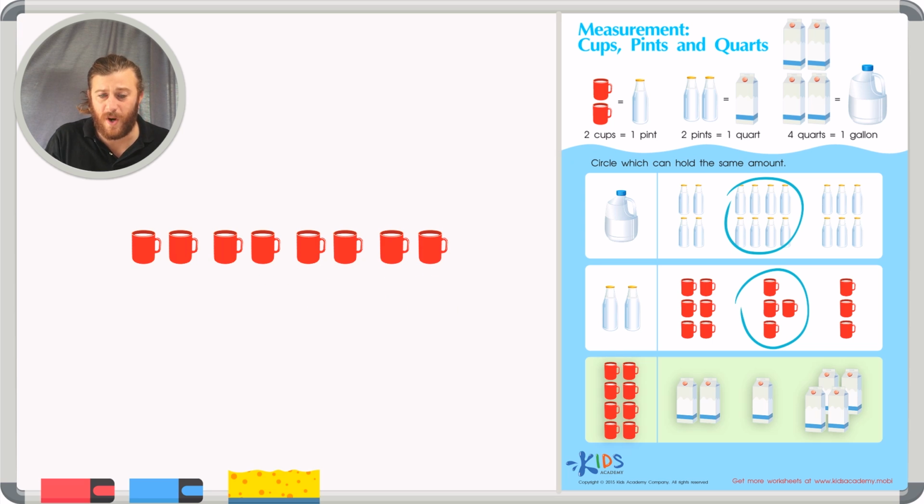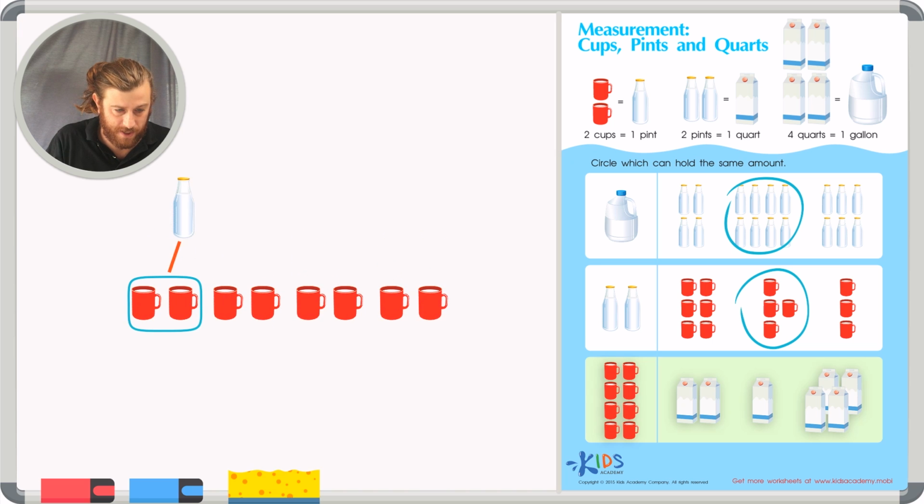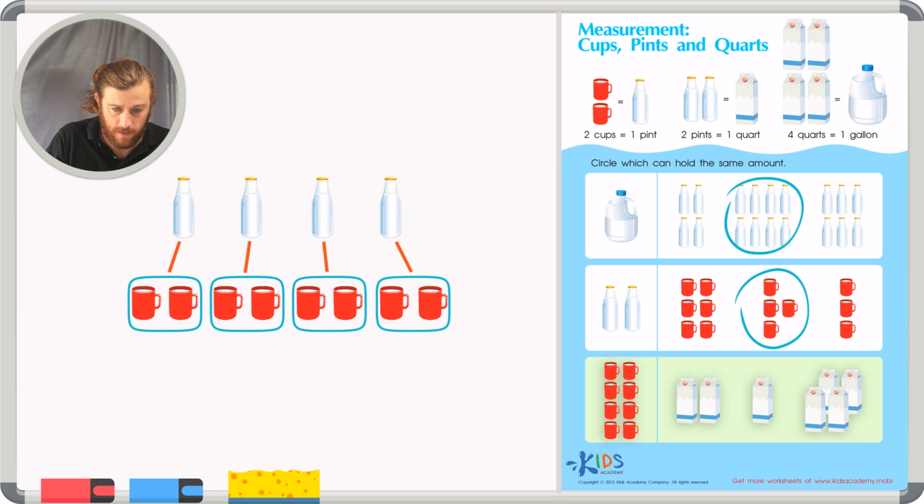Okay. So I can't just jump from cups right to quarts. We have pints in between. How many cups equals 1 pint? Well, again, I know 2 cups equals 1 pint. So let's circle groups of 2 and turn them into pints. So there's 1 pint. 2 cups again equals another pint. 2 cups again equals another pint. And our last 2 cups equals another pint as well.